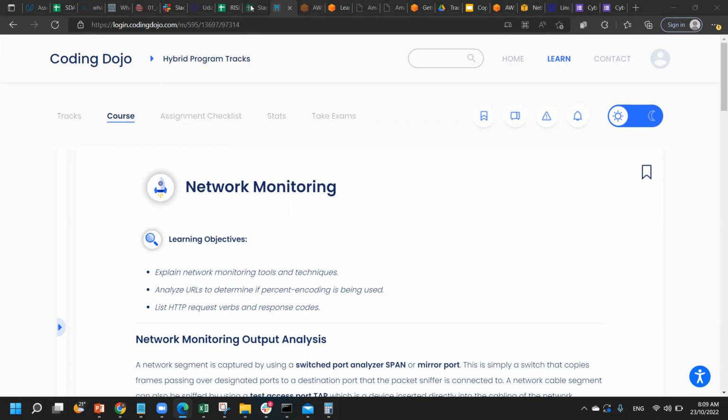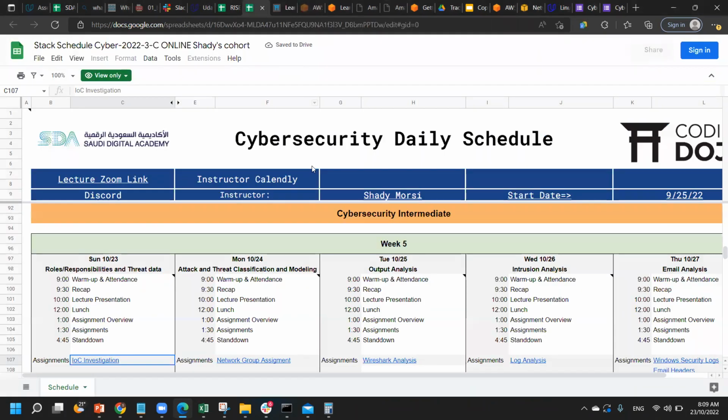And we'll go ahead and look at the schedule for today. So this is our Slack schedule for today. This is week number 5. Okay, if you guys can see it over here, and we are on the 23rd of October. And we will talk about threat data today, and we'll talk about roles and responsibilities for different team members of the IT security teams.